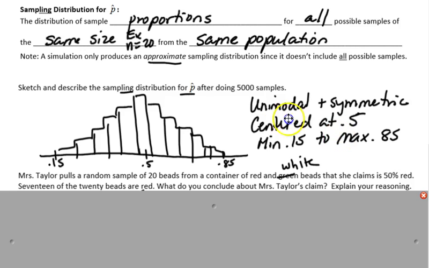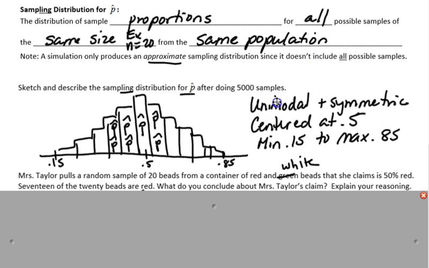Each individual in this distribution is not an individual bead, it is an individual p hat. So these are all p hats, lots and lots of p hats stacked on top of each other.